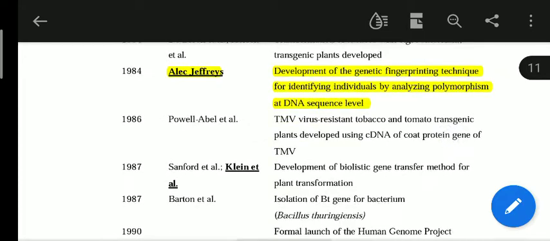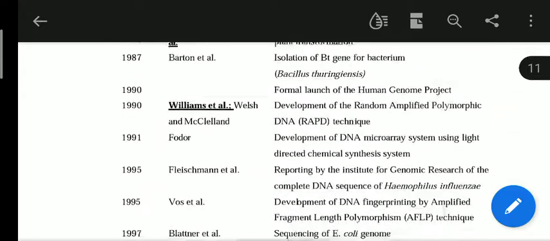And Alec Jeffreys is again most important because he developed the genetic fingerprinting technique for identifying individuals by analyzing polymorphism at DNA sequence levels.